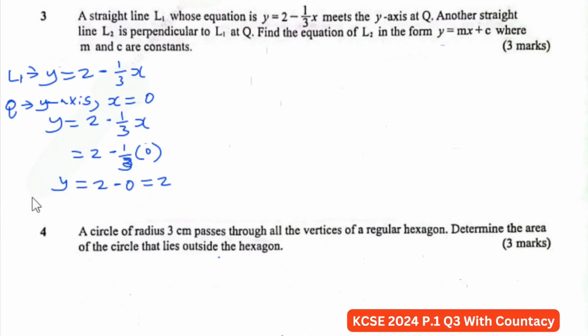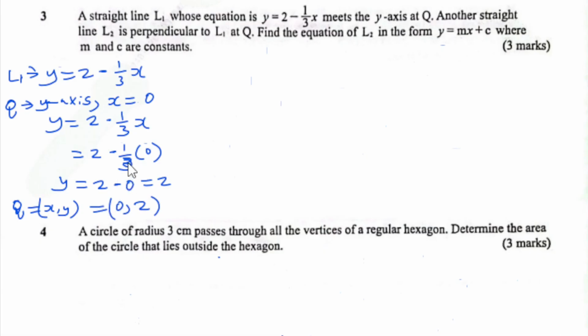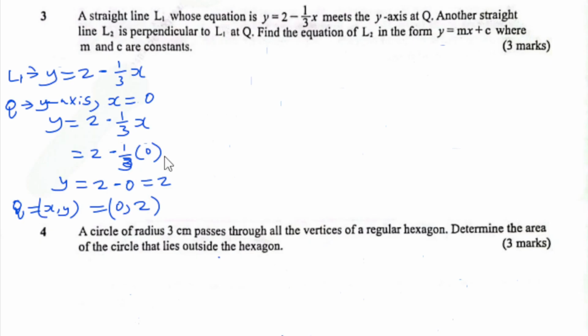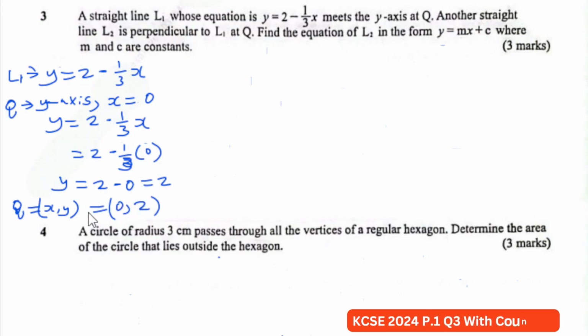Therefore if we write point Q in terms of x and y, it is point 0, because you know that at the y-axis x is equal to 0, and then we have y equals 2. Therefore that point is (0, 2). You can see how interesting it is, because just from one equation we have been able to find the coordinates of this other point, that is point Q. Let's go ahead with the question and see what we are told.